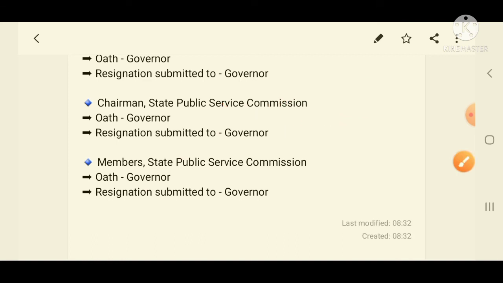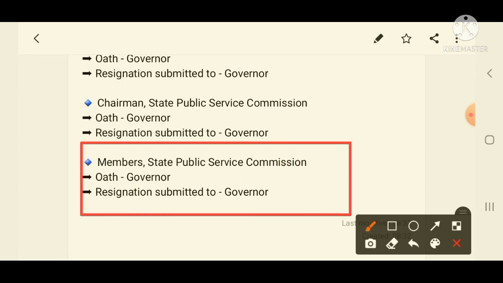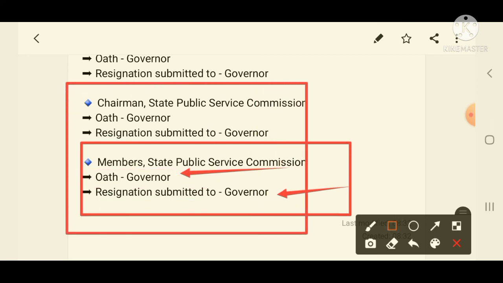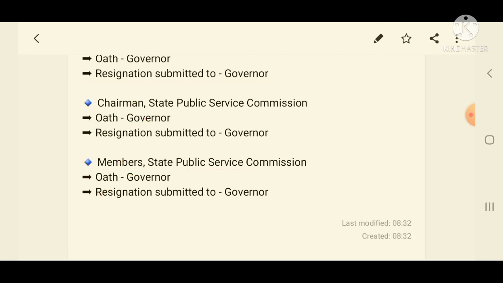Last post for the day is member of State Public Service Commission. Again it is similar to the previous one only. Again he will be given oath by the Governor, and he will submit his resignation letter to the Governor only. So in case of both chairman as well as member of State Public Service Commission, oath and resignation letter are submitted to the Governor only in both cases. So I hope all of you have understood about the oath and resignation process till now.